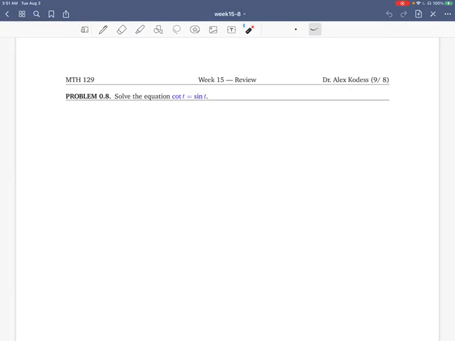In this problem, we need to solve a simple trigonometric equation: cotangent t equals sine t. Of course, we recall that by definition, cotangent is cosine divided by sine. So on the left, we have cosine t over sine t. That is the very definition of cotangent.